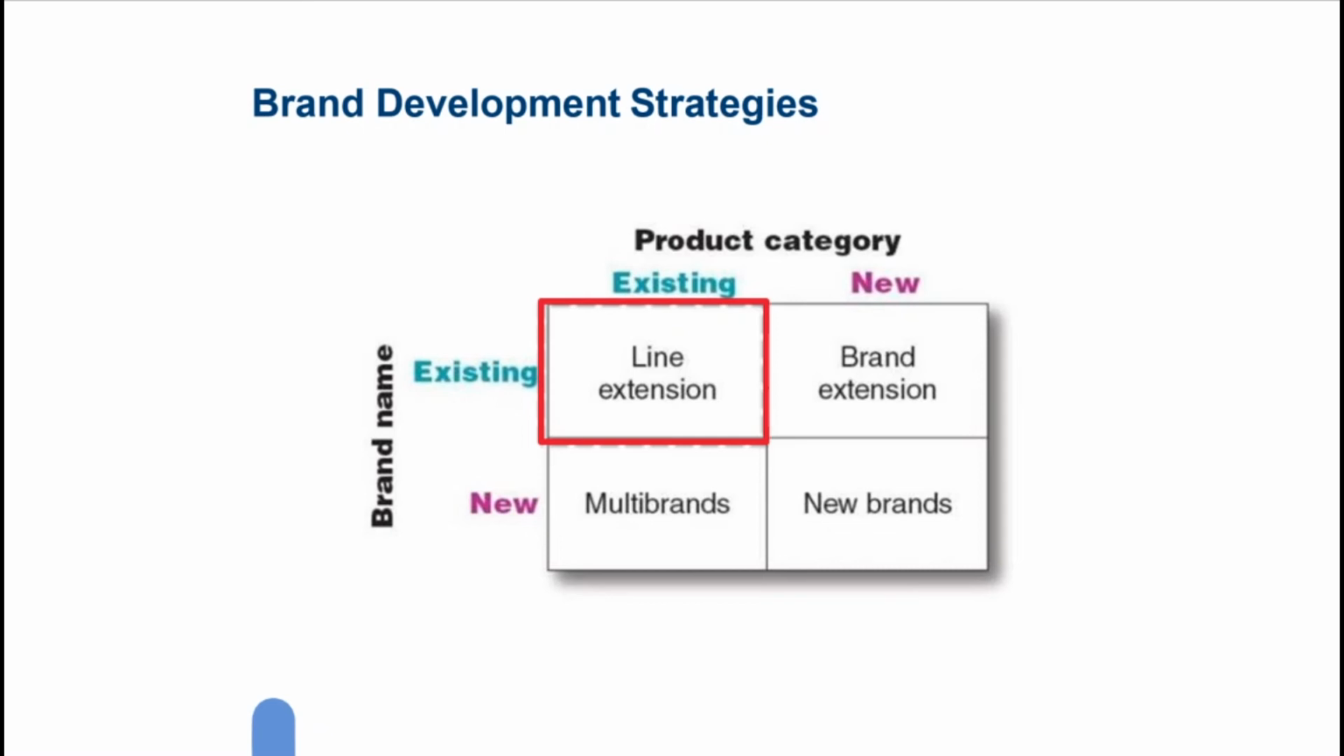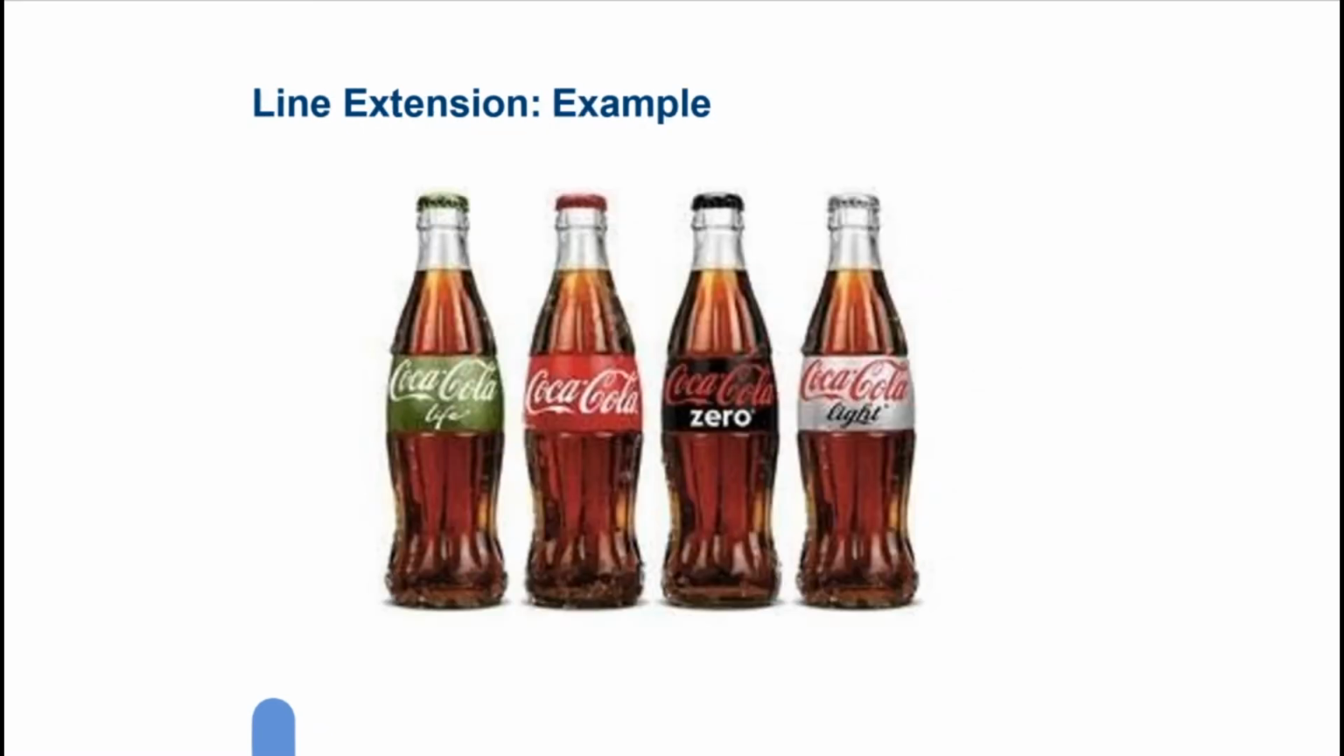The major examples of line extensions can be seen through this picture. As you see, Coca-Cola has created new, different versions of its own product category or product line with the use of its own existing brand name.